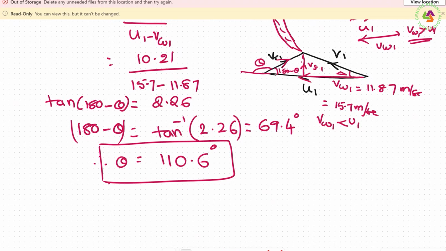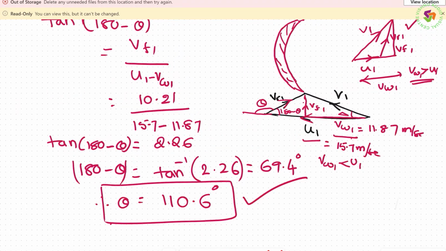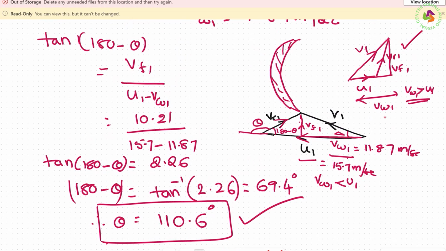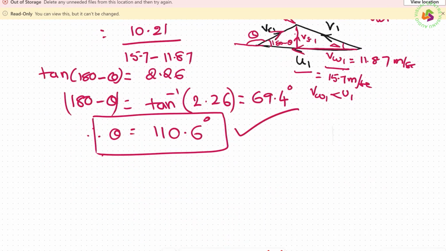So this is the only difference that we should know, because based on these two values you should draw it. If you draw it the same way as usual, then VW1 is less than U1 actually. So that is why I put it like this.